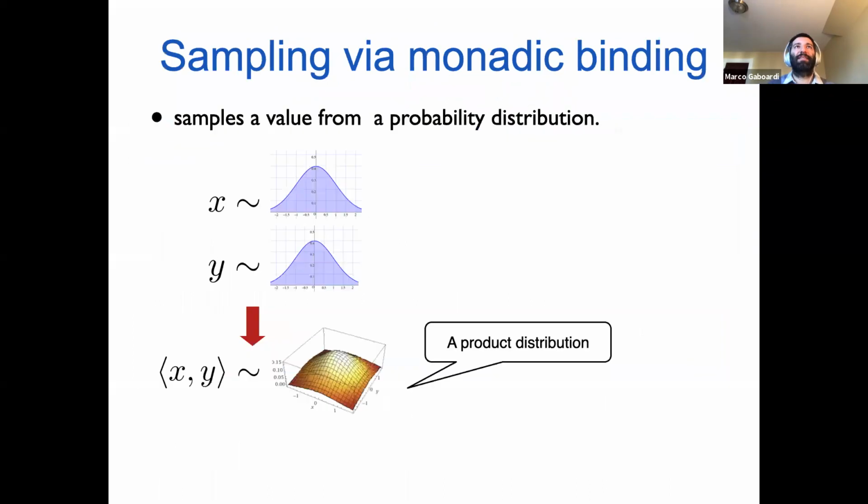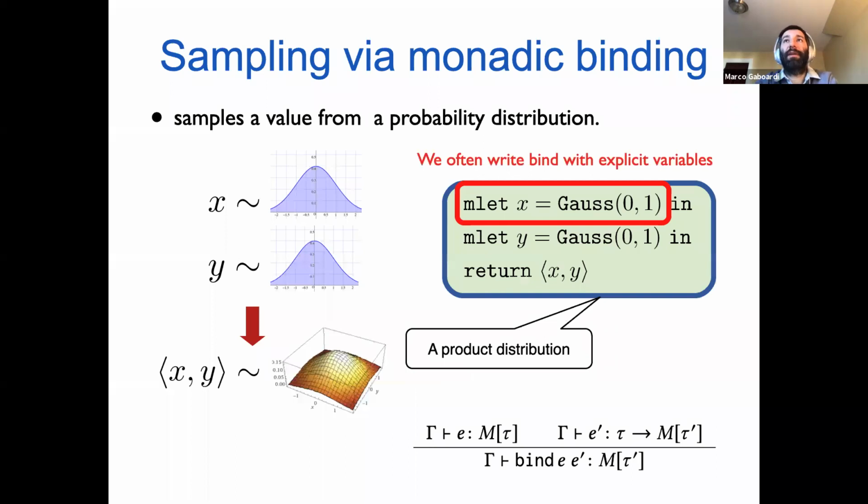Now let's see some examples of what we may want to do with this language and what the different components are. In general, we may want to create a more complex distribution. For instance, we may sample from two distributions, and then want to return their product distribution. We can do this simply by using our bind construction and building a pair of points representing the product distribution.